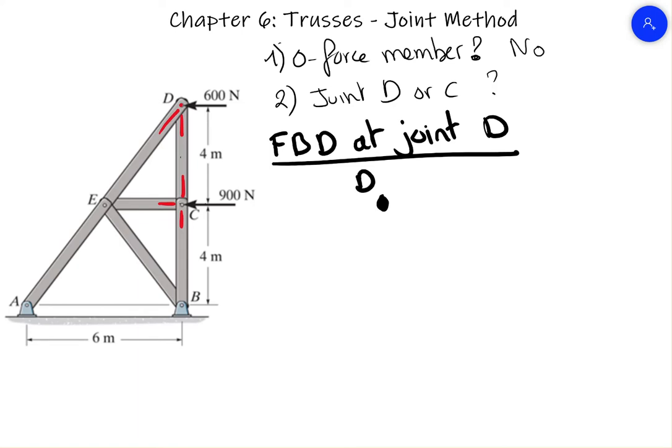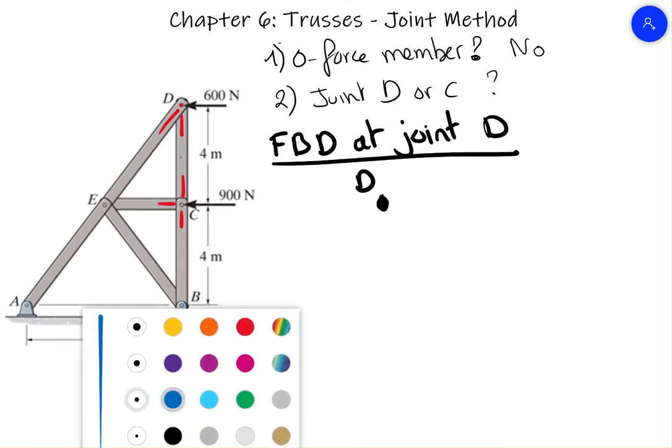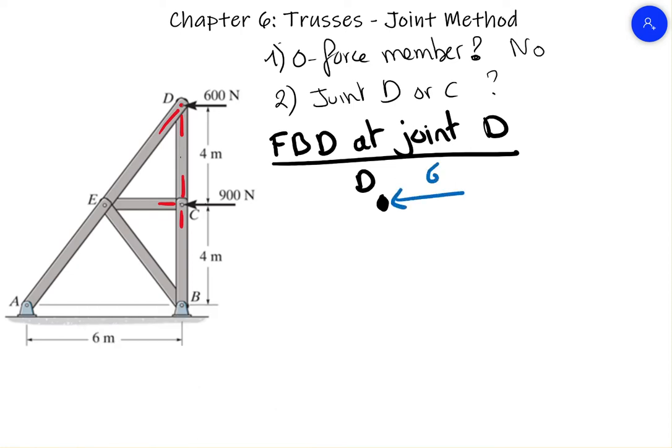That's my joint D. Here are my known forces, 600 Newton, and my unknown forces, this one and this one. Am I correct? Yes, because this 600 Newton is going to the left, so this one has to go to the right. That's my FDE. And because this one is going up, this one has to go down. That's FDC.